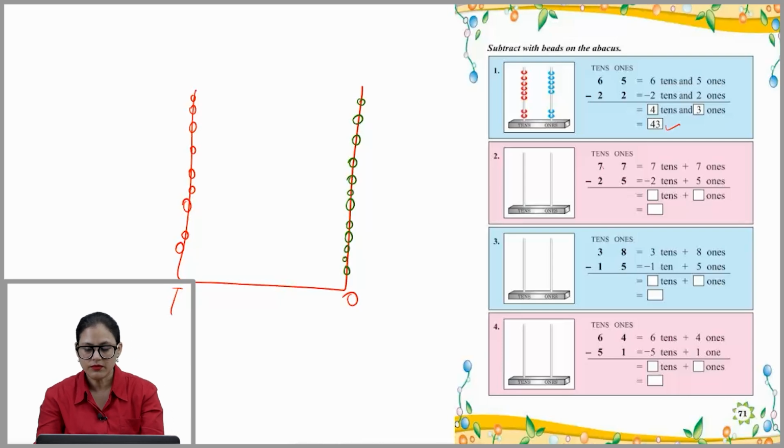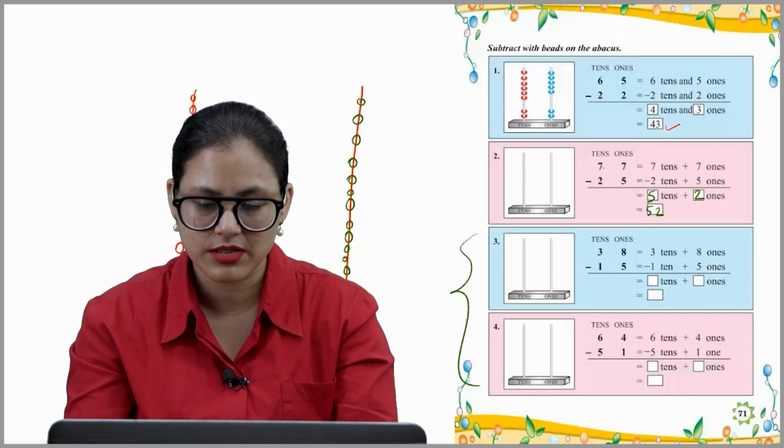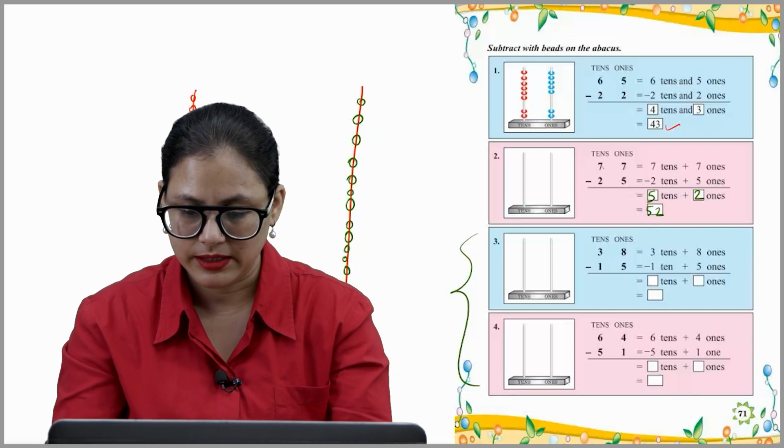Okay. So 7 minus 5 is what? 2. 7 minus 2 is 5. So 52 is the answer. Right, students? Okay. Similarly, you will do these parts also.